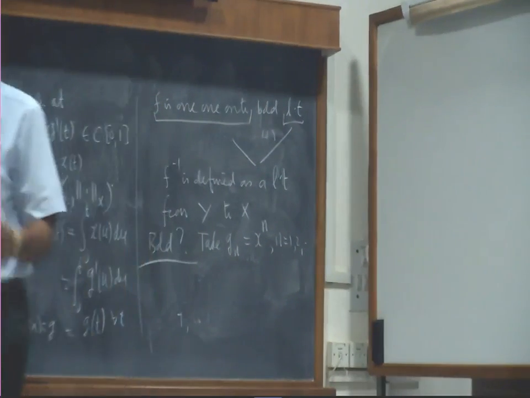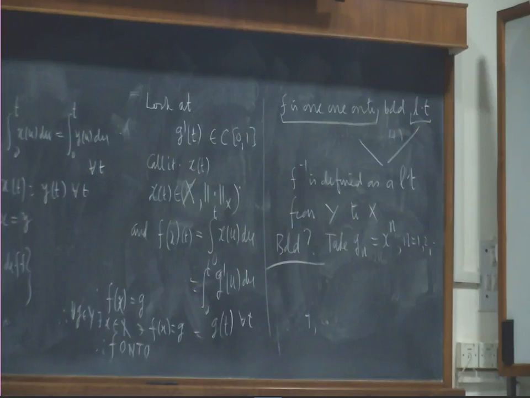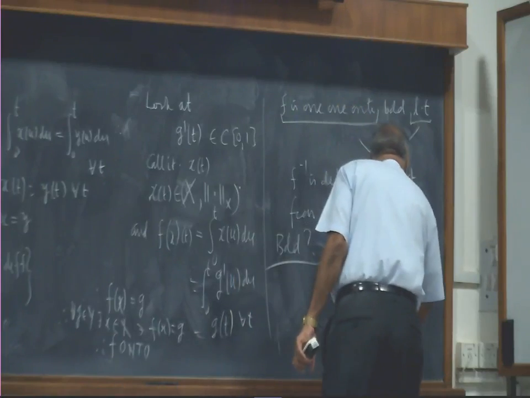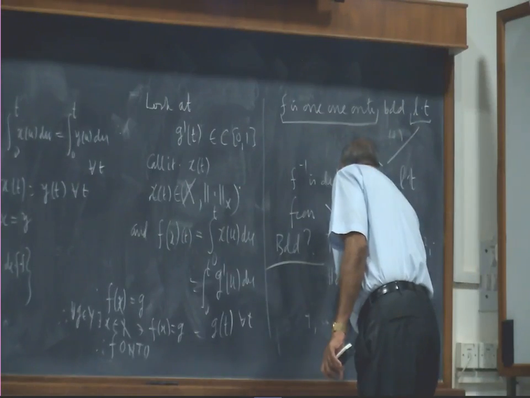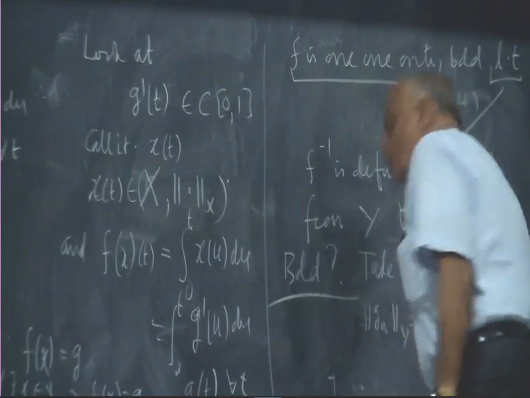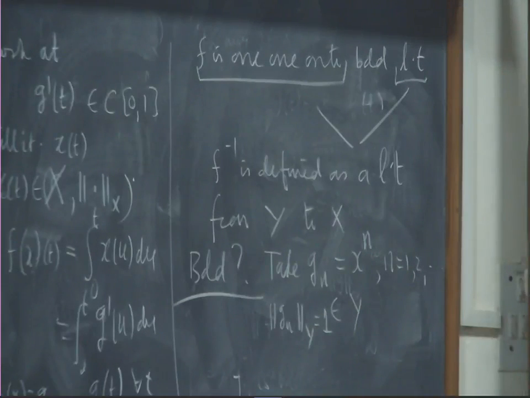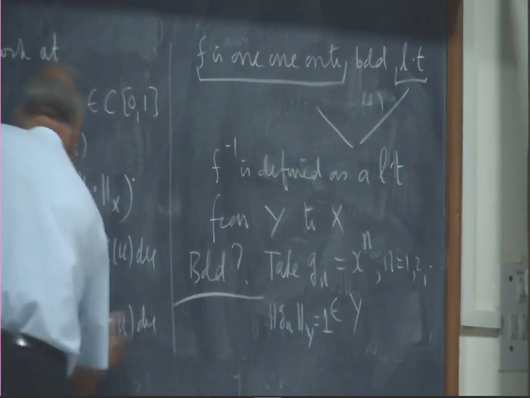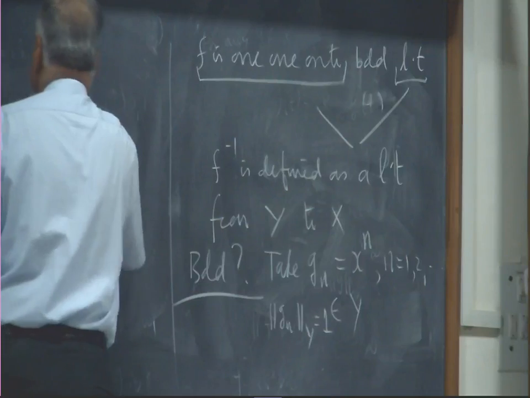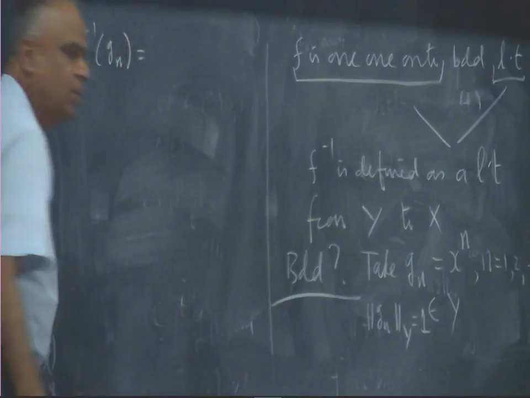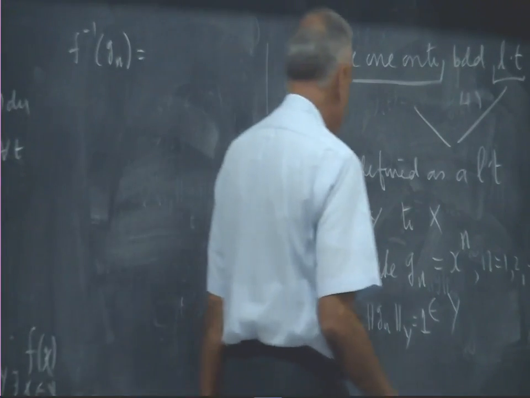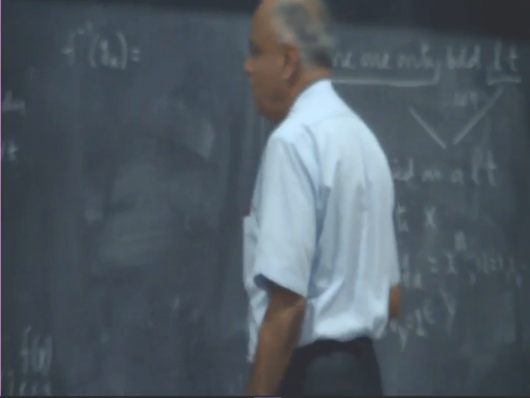Are these functions continuous? Yes. Are these functions differentiable? Yes. So the g_n's belong to Y. And what is the norm of all these fellows? It's all 1. The maximum is 1. It will be attained at t equal to 1. So now I'll come back here. What is F inverse of g_n? What is the definition of F inverse of g_n?